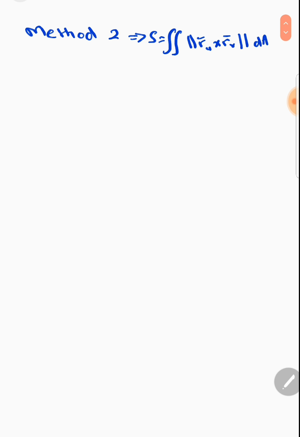Hello again. So now we are exploring surface integral with the second method, method 2. Method 2 is given as equivalent to the integral of the magnitude of r sub u cross r sub v, dA at the back. Just picking up from the same example from method 1 in the previous video.